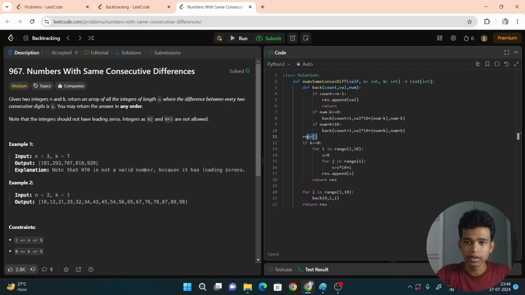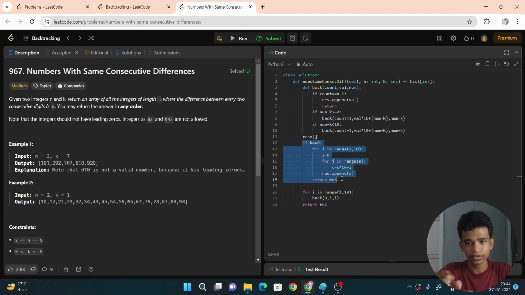Now, result is equal to empty list. And if k is equal to 0, then what should I take? If k is equal to 0, it is the edge case. If 1 is taken and n value is 3 and k is equal to 0, then 111 is my answer, 222 is my answer, 333 is my answer, and 444 is my answer, up to 999.